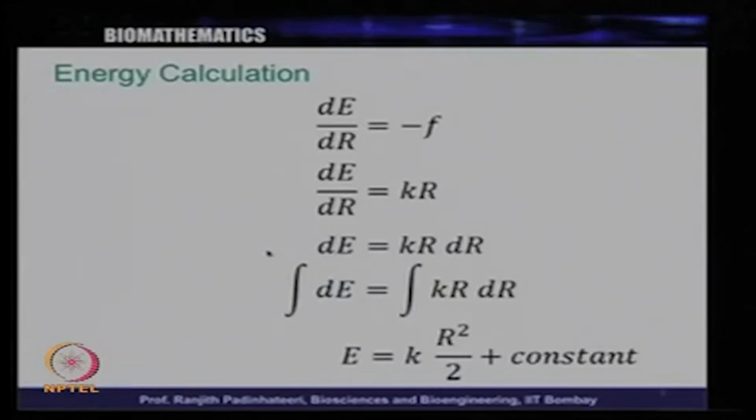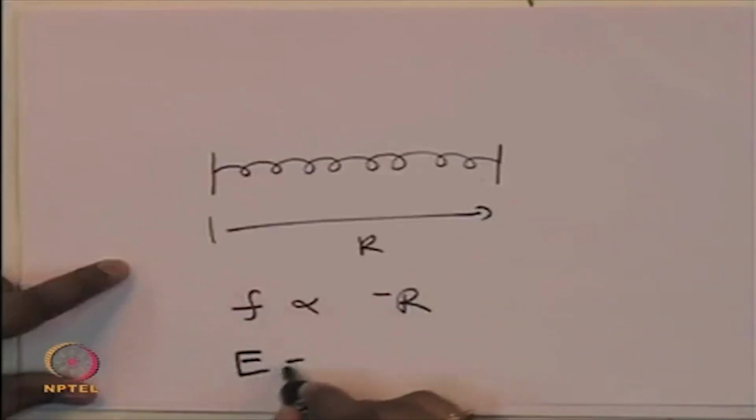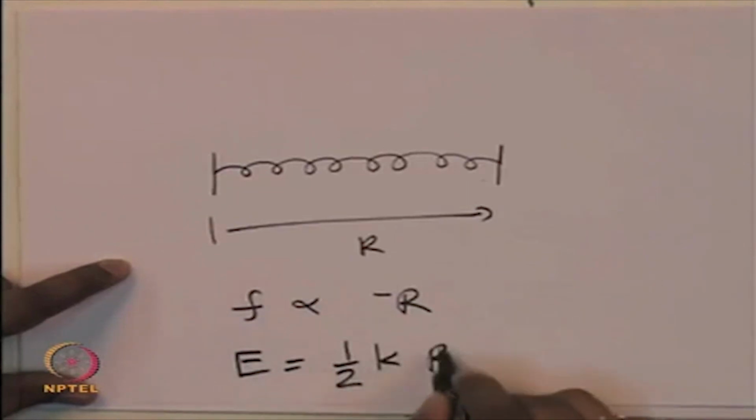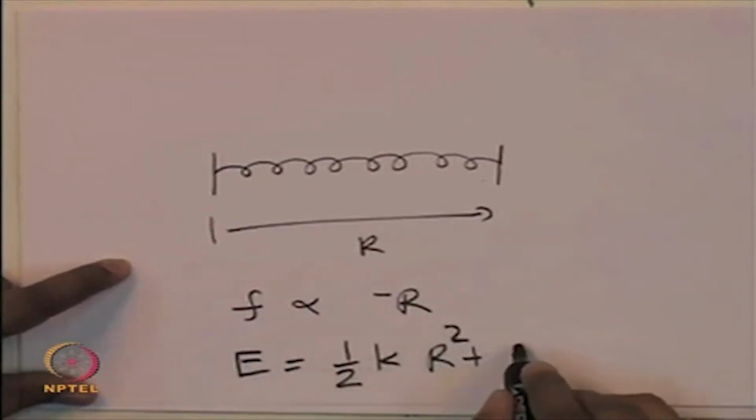Now you integrate both sides, integral dE is integral kr dr. So what you get is E is equal to kr square by 2 plus constant. The integral of dE is E, integral of kr is k, where k is a constant, and the integral of r is r square by 2. So basically what you would get is half kr square plus constant. So energy is half k r square plus a constant.